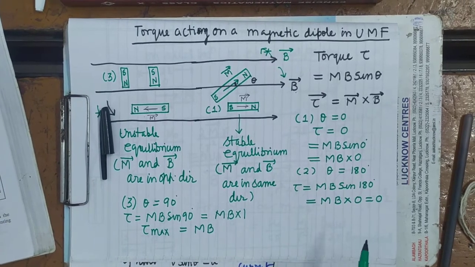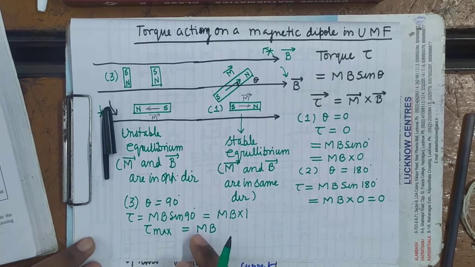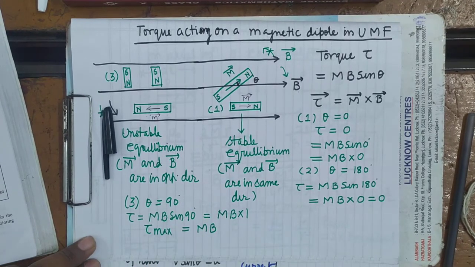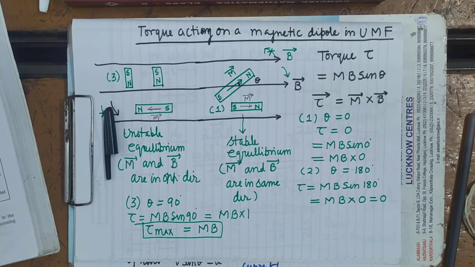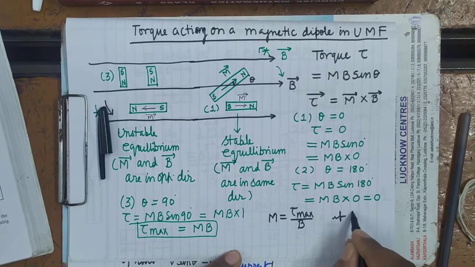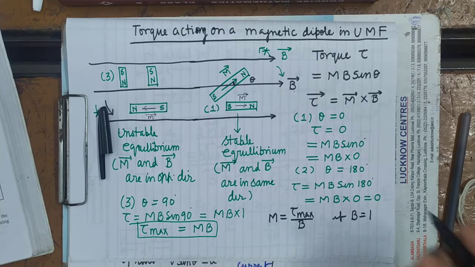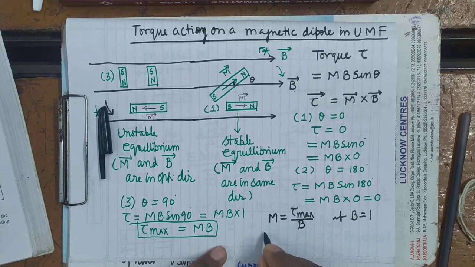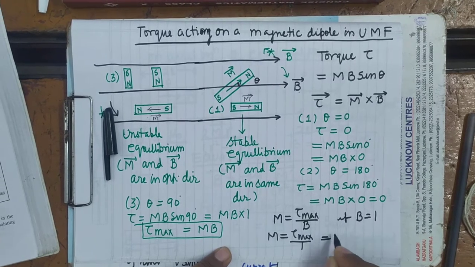And as you know, I have already told you the definition of magnetic moment on the basis of this formula. This is the defining equation for the magnetic moment. You can take M equals tau max upon B. If B equals 1 unit, meaning 1 Gauss, 1 Tesla, 1 Newton per ampere per meter, so M will be equal to what? Tau max upon 1, that is equal to tau max.